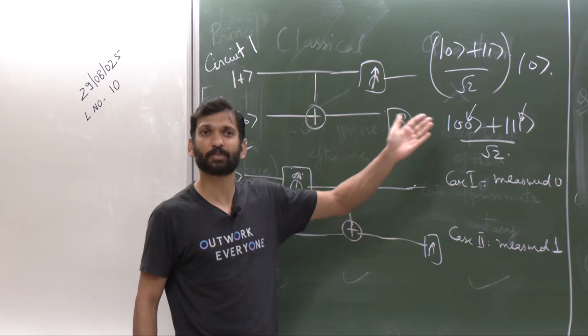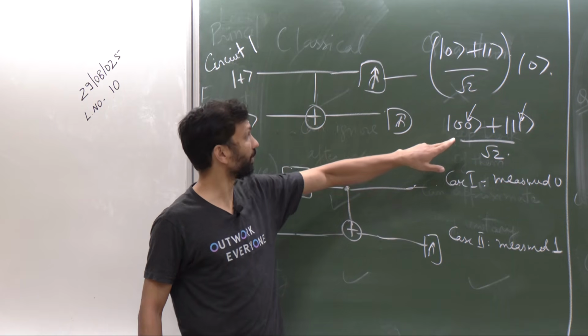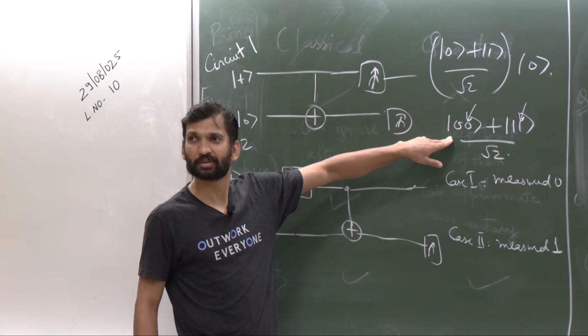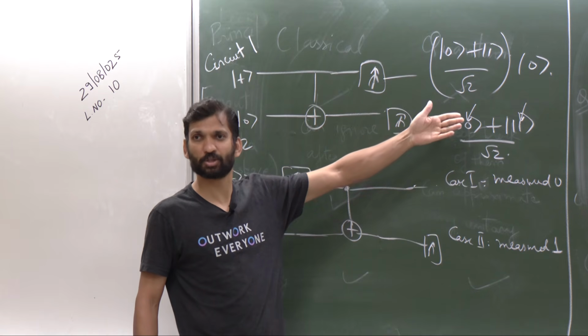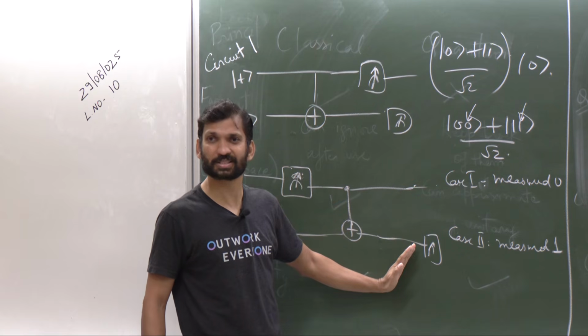Okay, and you will see that the exact same thing happens. With half the probability I am going to measure 0, with half the probability I am going to measure 1. Right? If in this state I measure my first qubit or my second qubit, I will measure 0 with probability half, I will measure 1 with probability half. So it's the exact same statistics as this case.